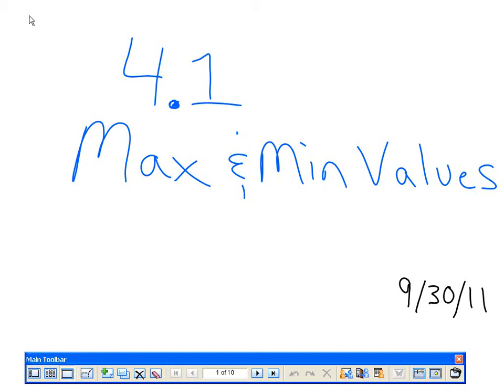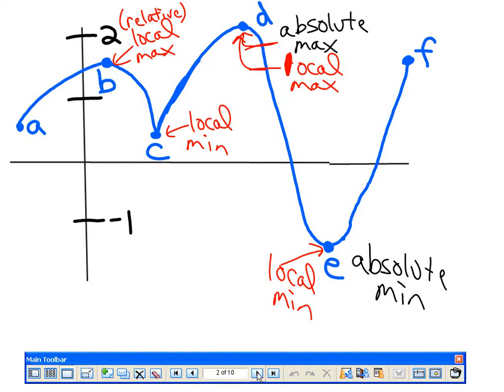Alright guys, I'm going to try to show you how to find max and min values. My last video was 16 minutes, so a little bit too long to upload to YouTube, so I want to see if I can make it a little bit shorter. Alright, so max and min values. I want to come back to that graph.